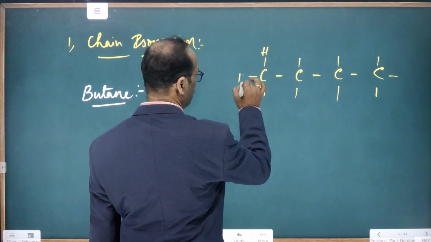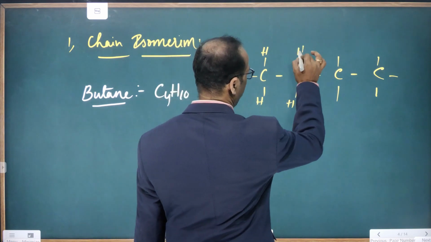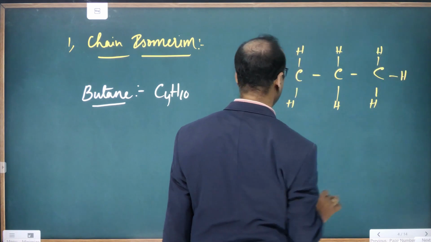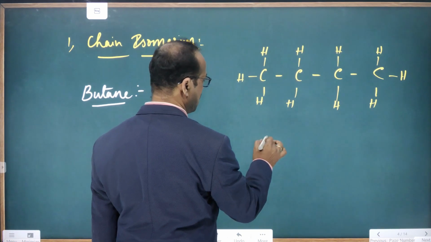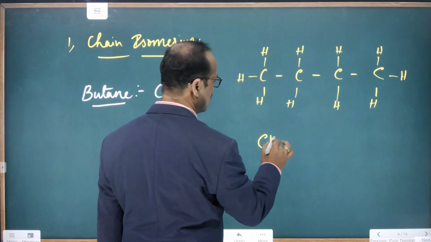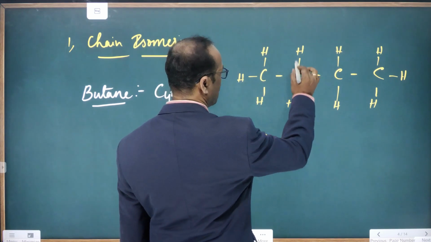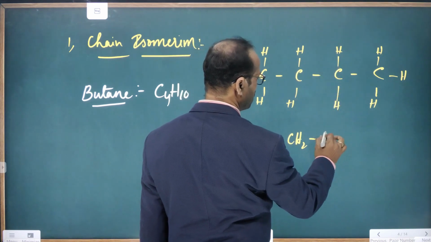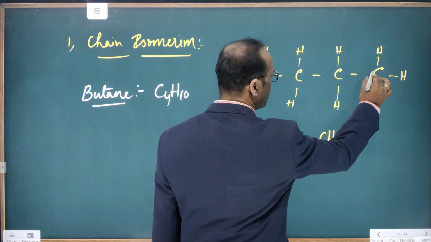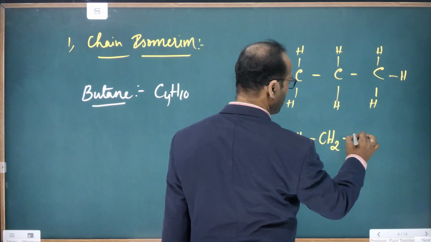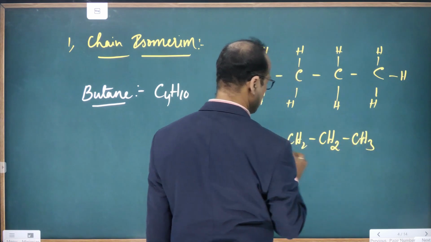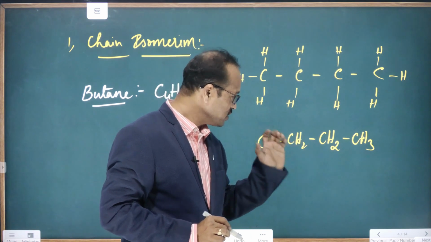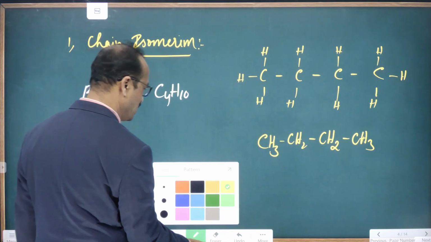Now I'll put the hydrogens here. See here, this carbon is attached with how many hydrogens? 3 hydrogens. So write CH3. Now this carbon is attached to 2 hydrogens, so CH2. This carbon also has 2 hydrogens, so write CH2. This last carbon is attached to 3 hydrogens. So this is a simple structure. Now for the same molecular formula, I'll write it in a different way.